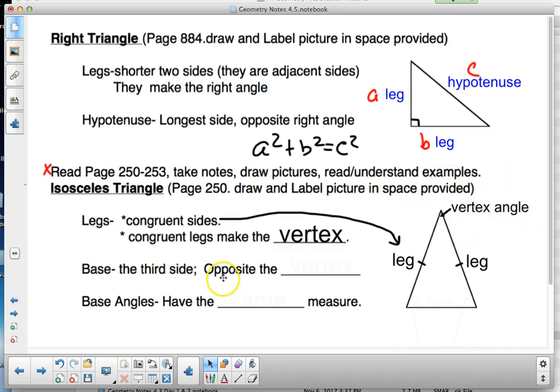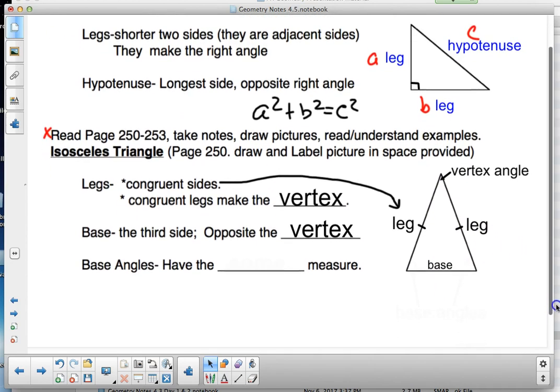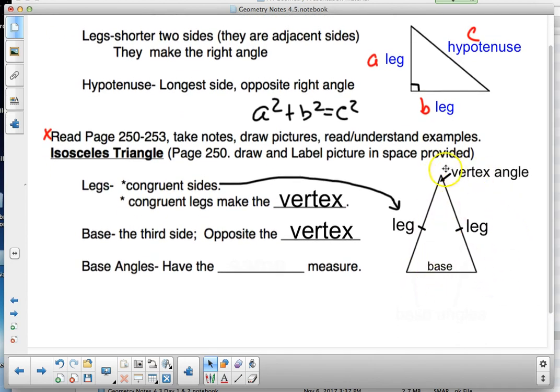Now, the base, the third side, is opposite the vertex. So down here, I've got the base. It is opposite the vertex as I'm working through it. You have to be able to orient yourself with the picture you're looking at. And then we have base angles. The base angles of an isosceles triangle are the same.